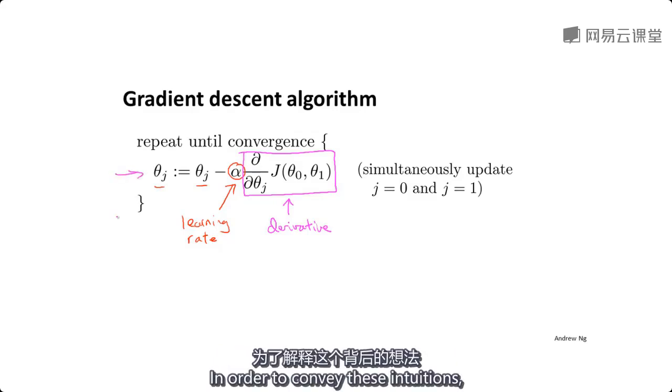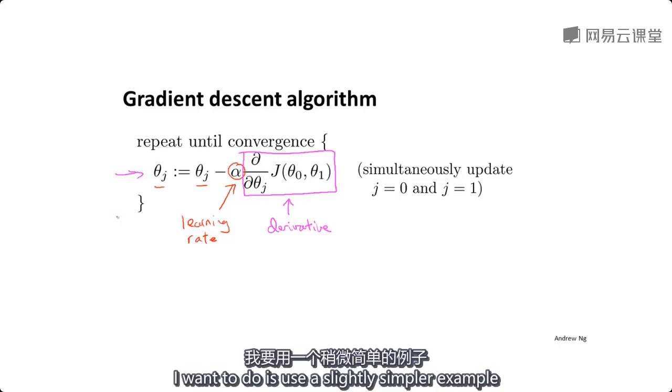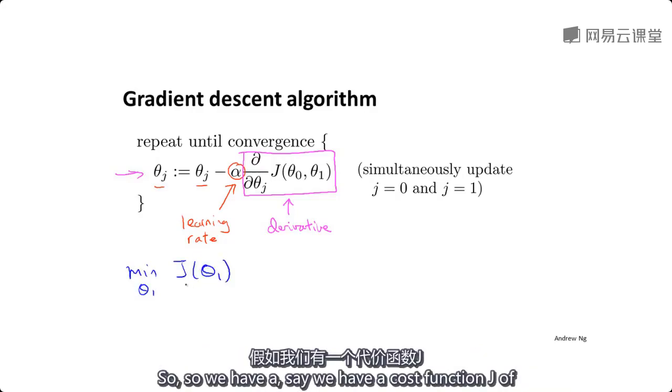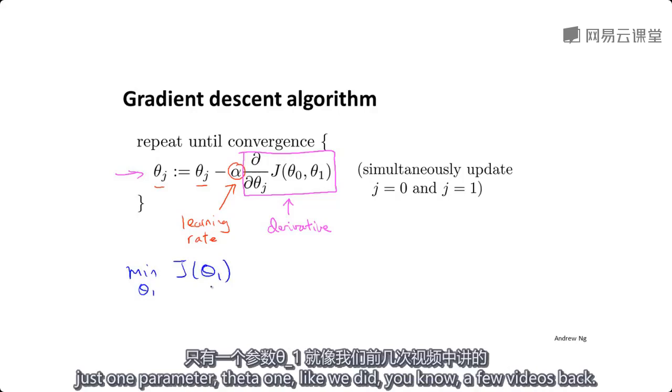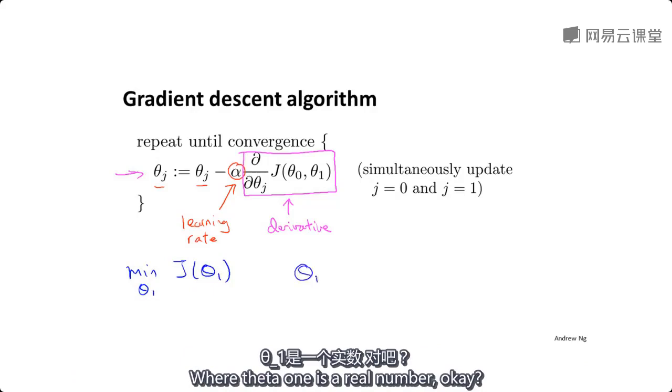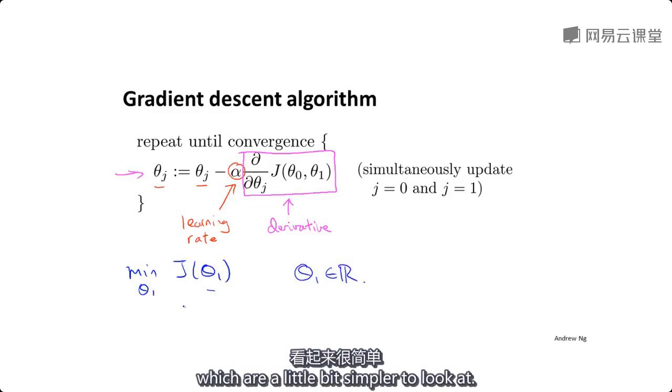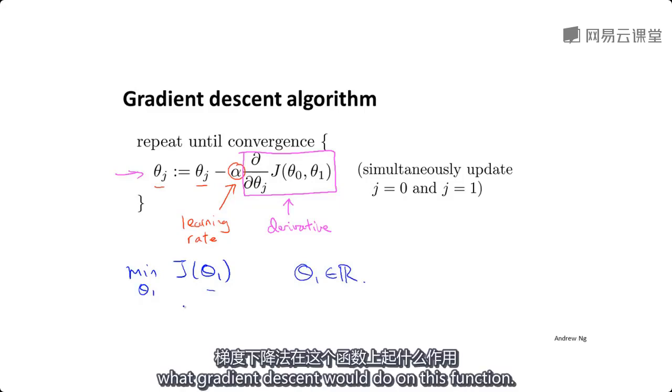In order to convey these intuitions, I want to use a slightly simpler example where we want to minimize a function of just one parameter. So say we have a cost function J of just one parameter, theta 1, like we did a few videos back, where theta 1 is a real number, so that we can have 1D plots, which are a little bit simpler to look at. Let's try to understand what gradient descent will do on this function.